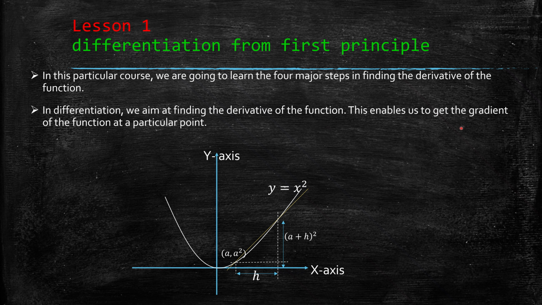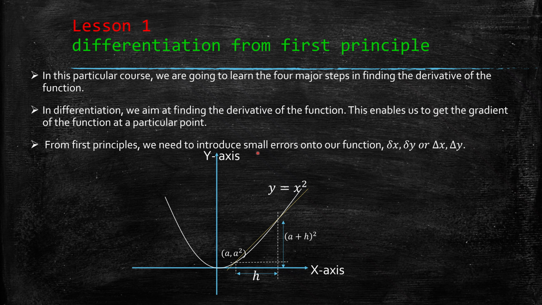This enables us to get the gradient of the function, because we know very well that we have so many functions, like we have seen from our previous video. We have trigonometrical functions, we have implicit functions, and so many other functions. Now, the gradients at their different points are always different. But when we differentiate, we are able to get the derivative of the function, and that derivative can help us to get the gradient at that particular point on the function.